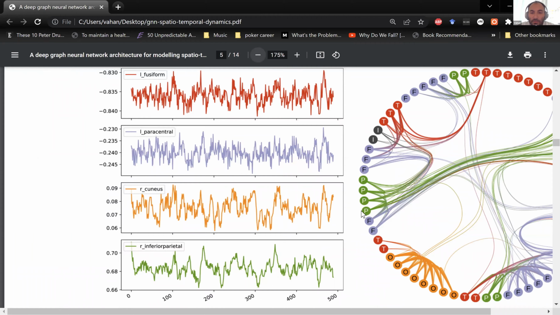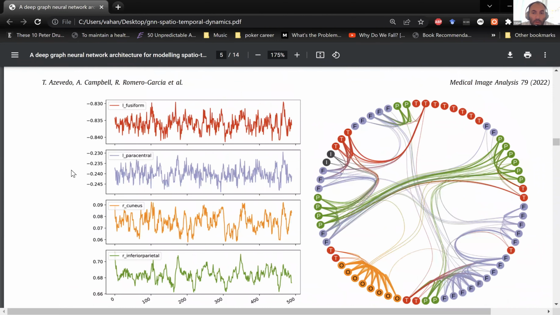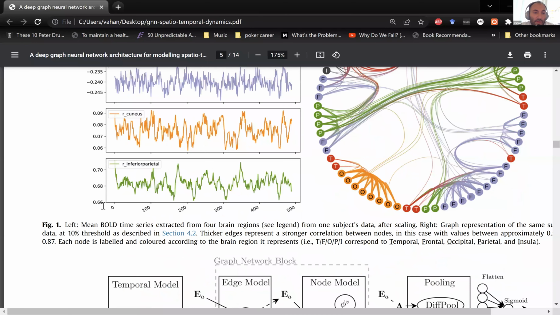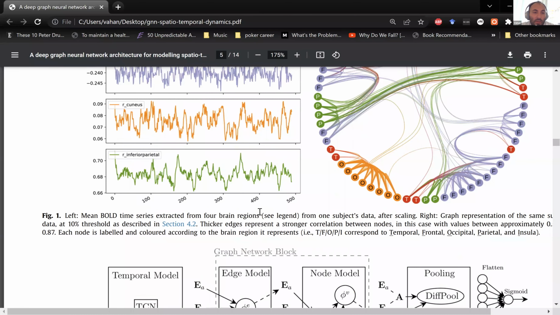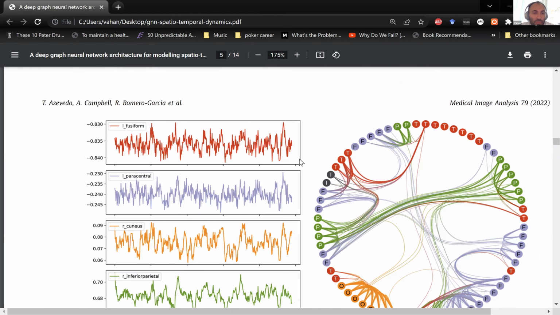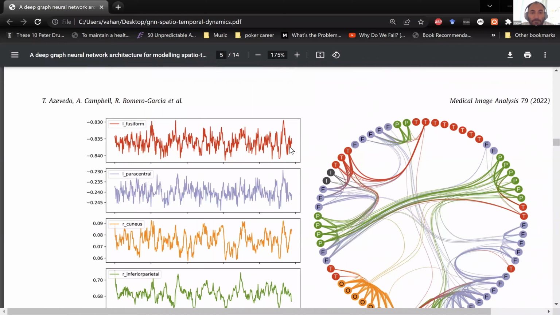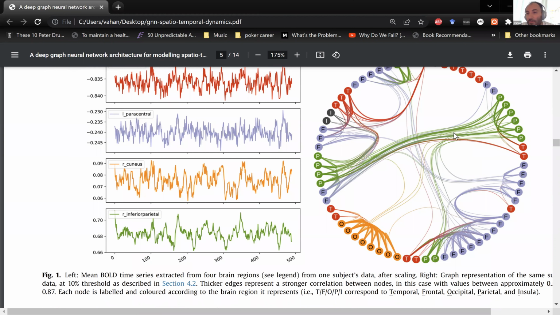Okay, let's look at these plots. This is actually quite interesting. So on the left, we have the time series, the BOLD time series extracted from four brain regions. So you can see the values, how they change over time. This is the sort of time series we have. And on the right, we have actually the graph.